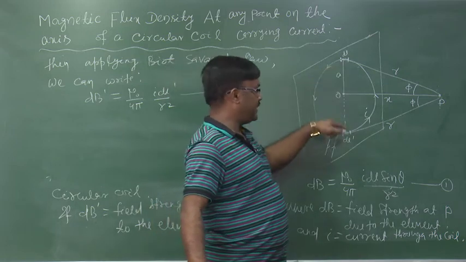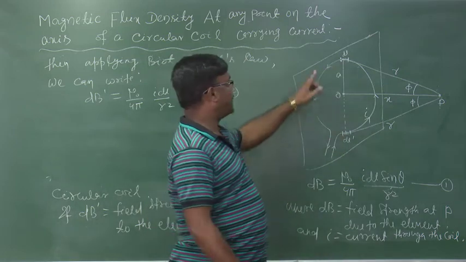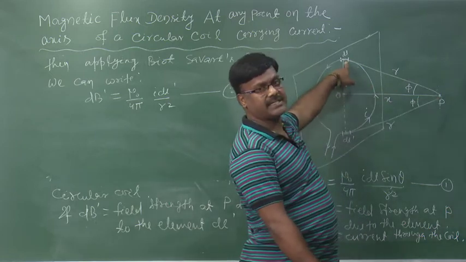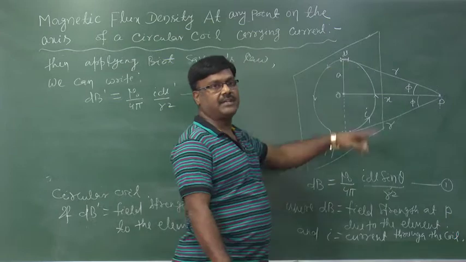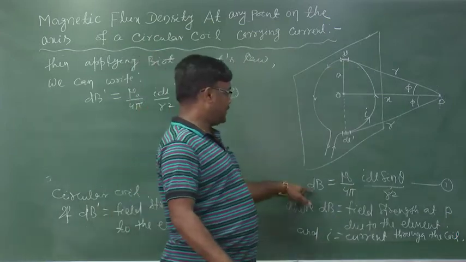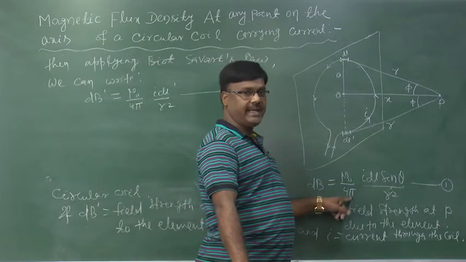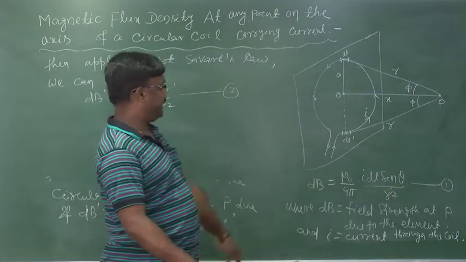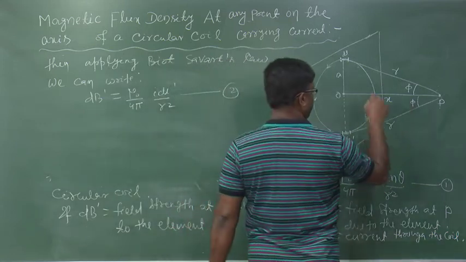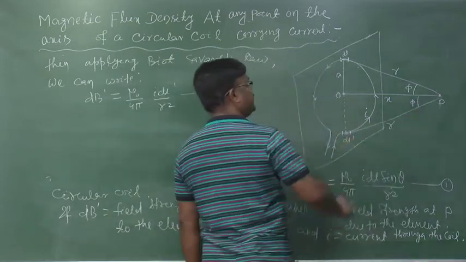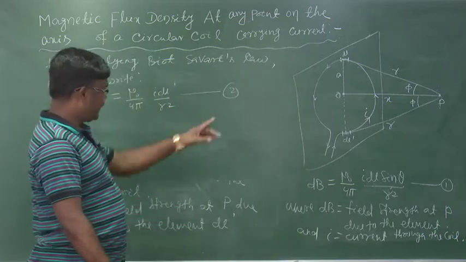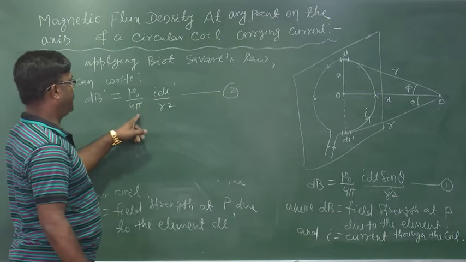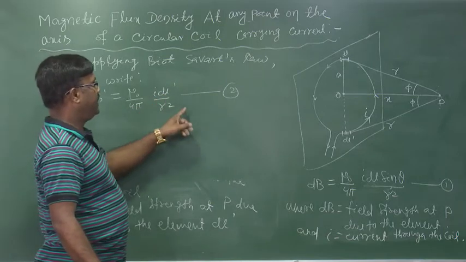The elements are dl and dl dash, and first we calculate the magnetic field strength at P due to the element dl using Biot-Savart law, according to which dB equals mu 0 by 4 pi I dl sin theta by r square. And again we calculated the field at P due to the element dl dash, and it was found to be dB dash equal to mu 0 by 4 pi I dl dash by r square.